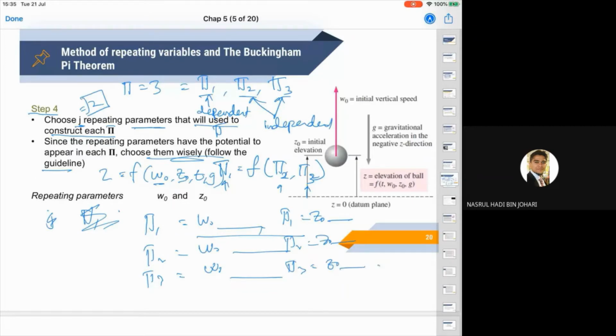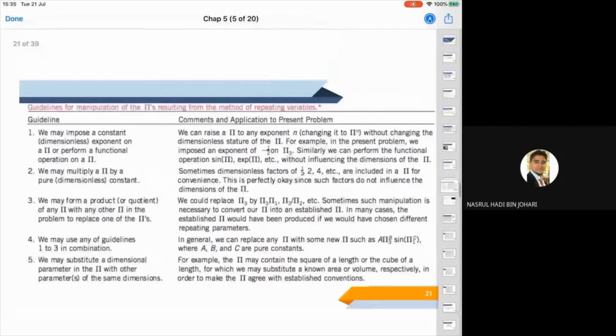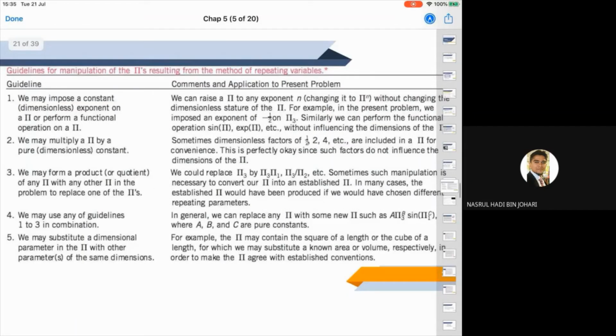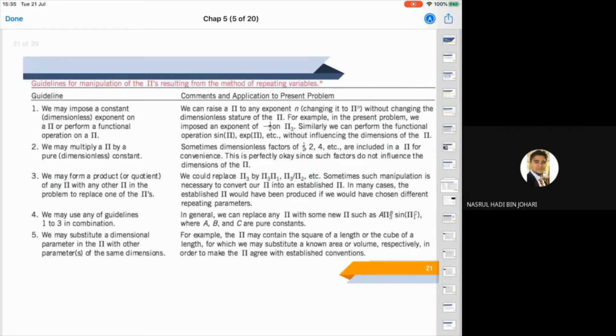So these two parameters are repeating parameters that we want to choose. How to choose these two? Okay, they have specific table for this. This one, you can read further in the textbook. Guidelines for manipulation of pi's resulting from the method of repeating variables. So we can choose based on this criteria.